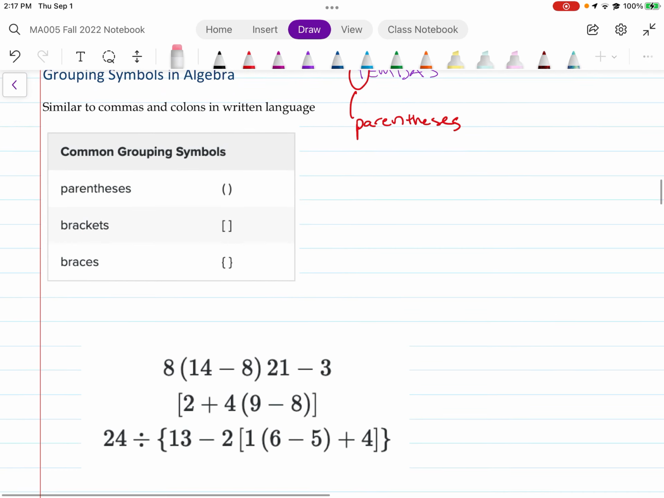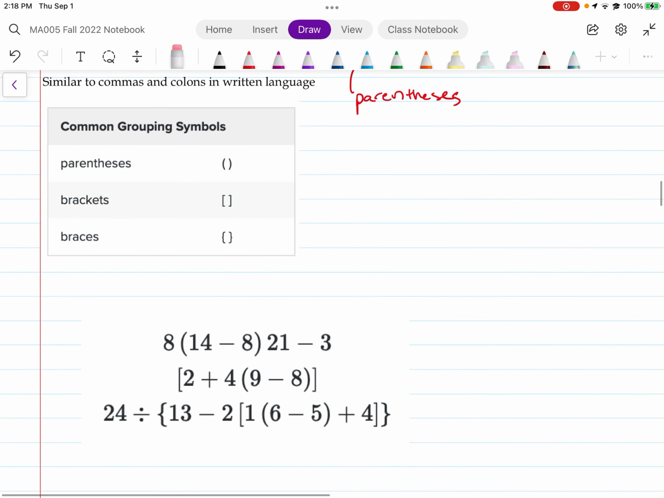You can have them in any order, but normally the parentheses are on the inside, the brackets come next, and the braces come on the outside. As you can see in this one here, we've got something in parentheses, and then outside of that something in brackets, and then outside of that the braces. Okay, so we'll look at order of operations soon. All right.